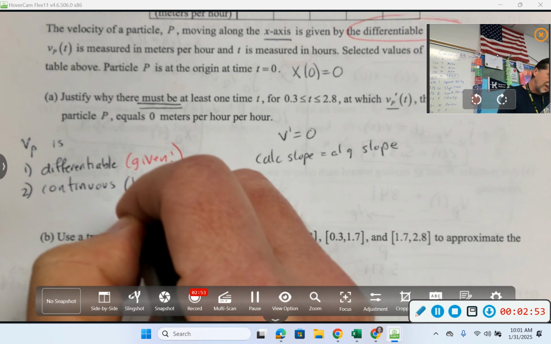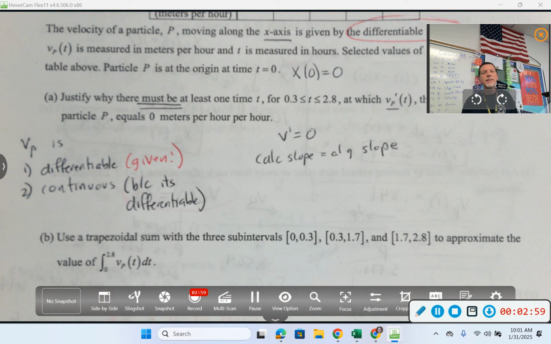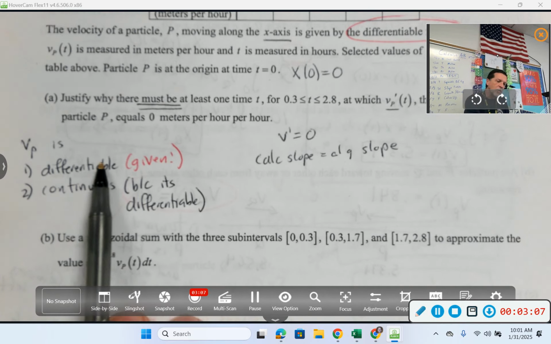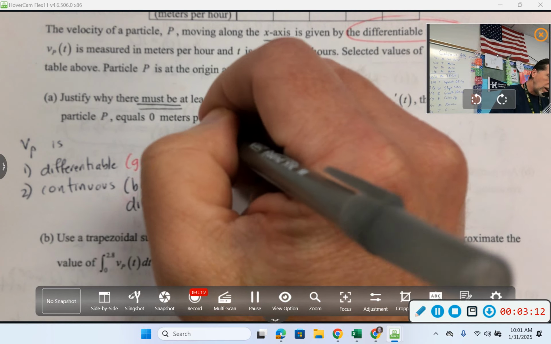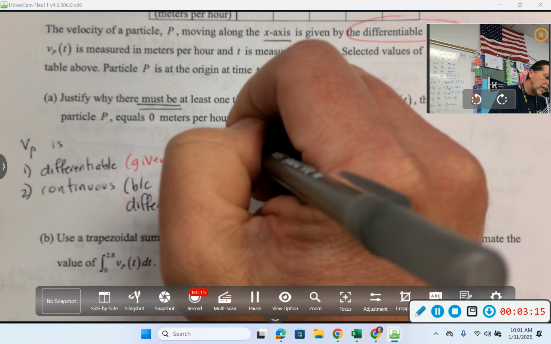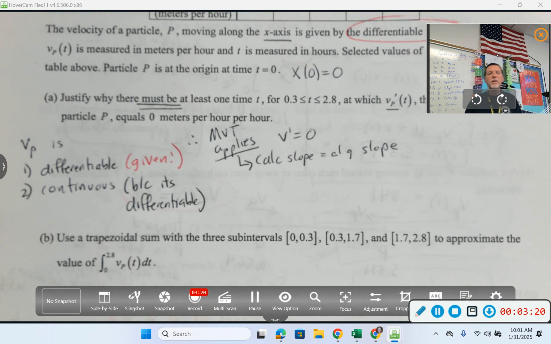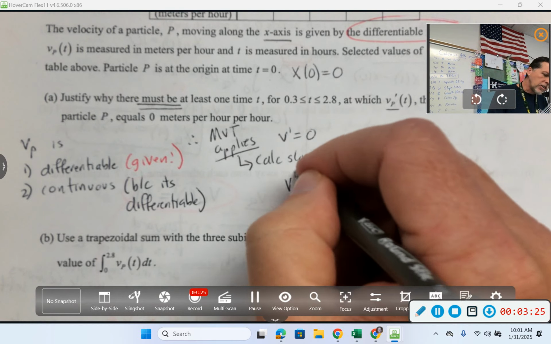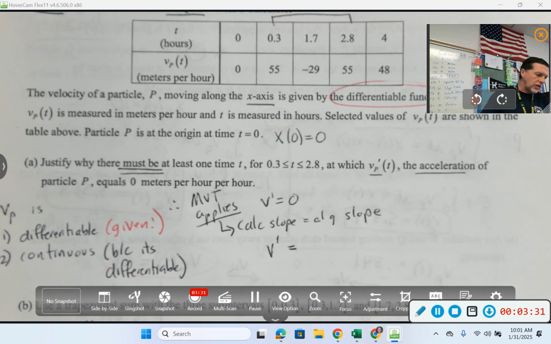Yes. Differentiability implies continuity, but not the other way around, right? Because you could have a sharp cusp that's continuous but not differentiable. But if it's differentiable, we know it's continuous. If it's both of those things, therefore, MVT applies. The mean value theorem says that the calculus slope equals the algebra slope. The calculus slope, that's v prime. We don't really know that, but that's okay. We're trying to show that that equals 0.